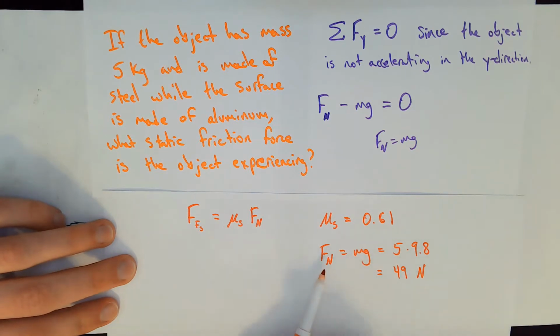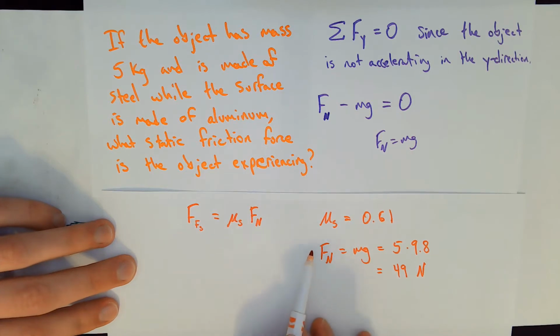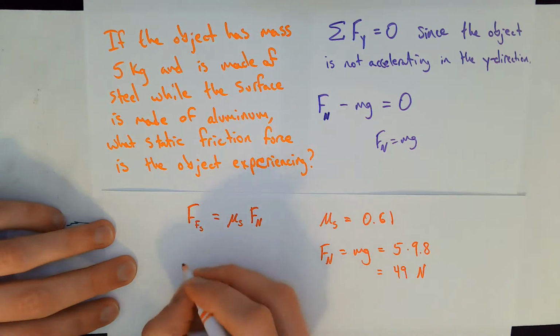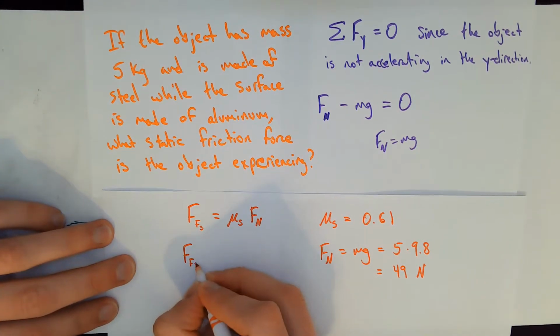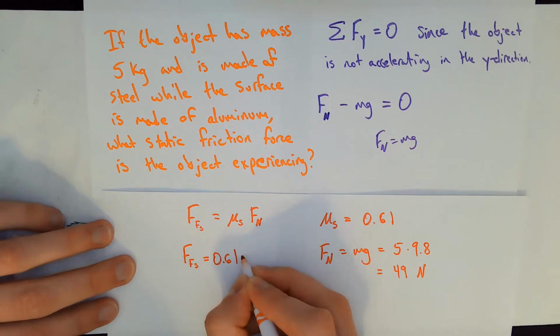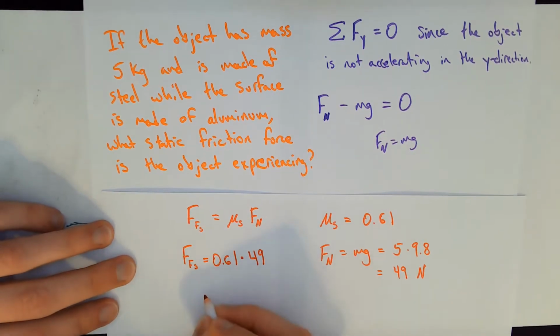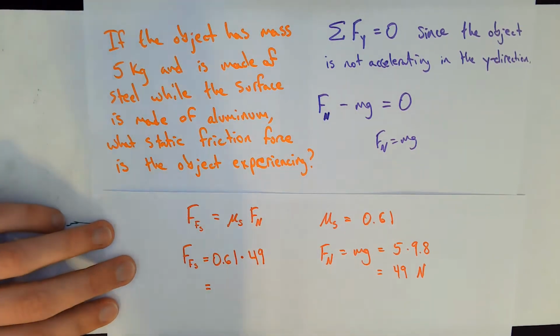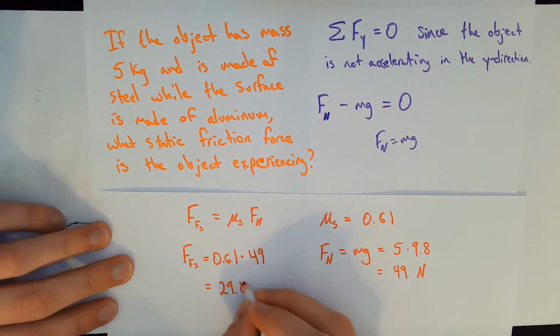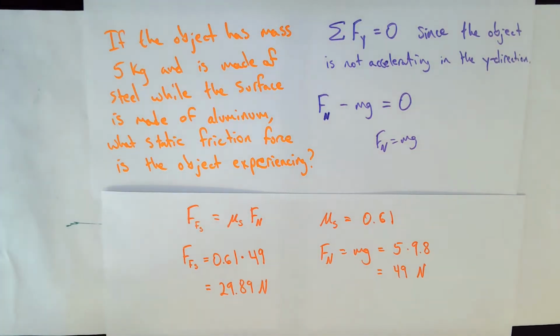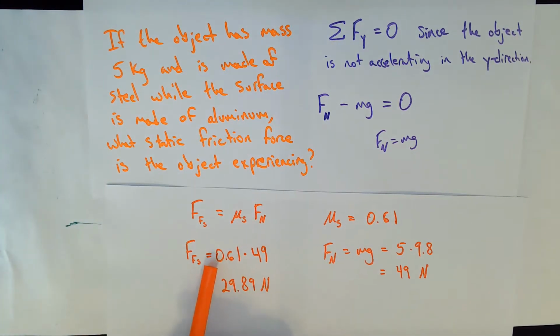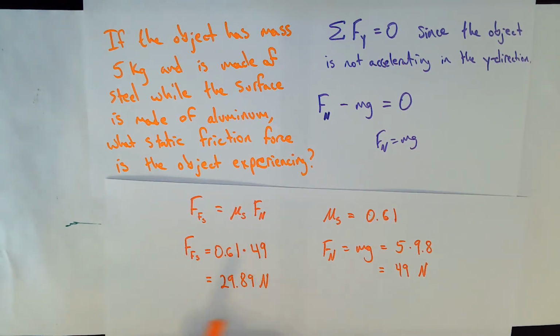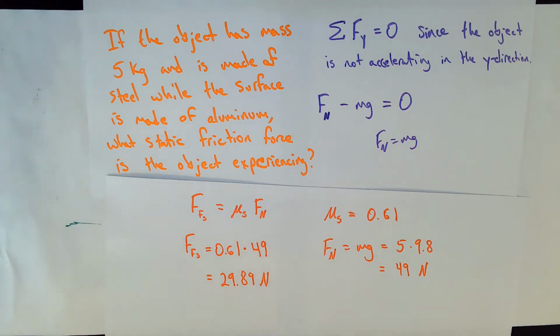So this N here is not the same as that N, right? This F sub N, this N is referring to this force being a normal force, while this N is just a unit of measurement, newtons. So anyways, the force due to friction is going to be equal to that coefficient of static friction times my normal force, which I found over here. So I'm getting 29.89 newtons. The unit is still newtons because this coefficient does not have units, so it doesn't change the units in the end. It's still a force, still measured in newtons.